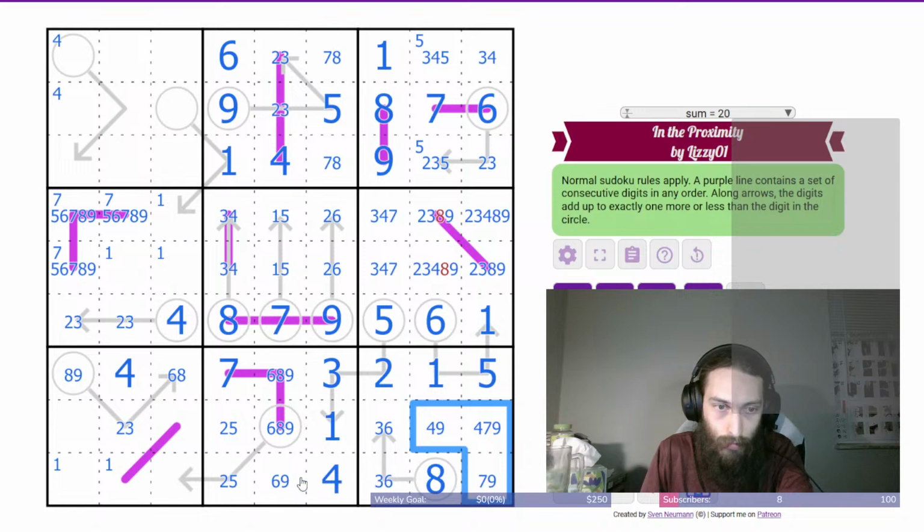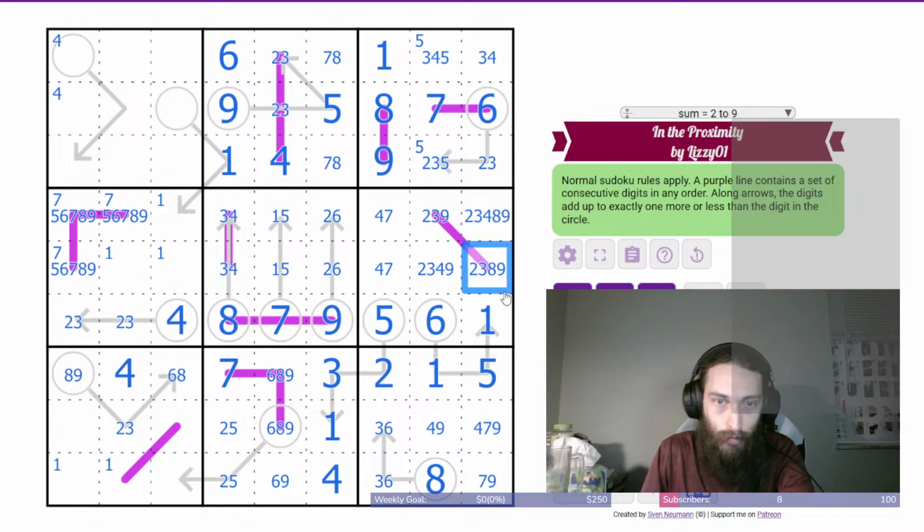And that 3-6 pair goes up. Take the 3 out of here. 8's out of there. This can no longer be a 9. And above it can't be a 4 because of the 4-7 pair. Can't have 4s. Oh, I missed that other one.